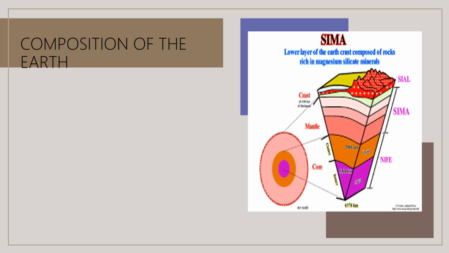Moving ahead. So this is the composition of the earth. The crust has mainly silica and aluminium, which are much lighter than the minerals which are found in the mantle and the core. Mantle has elements like silica and magnesium, while in case of core we have nickel and iron, which makes it the most dense of all the three. So this is how the composition of earth is.